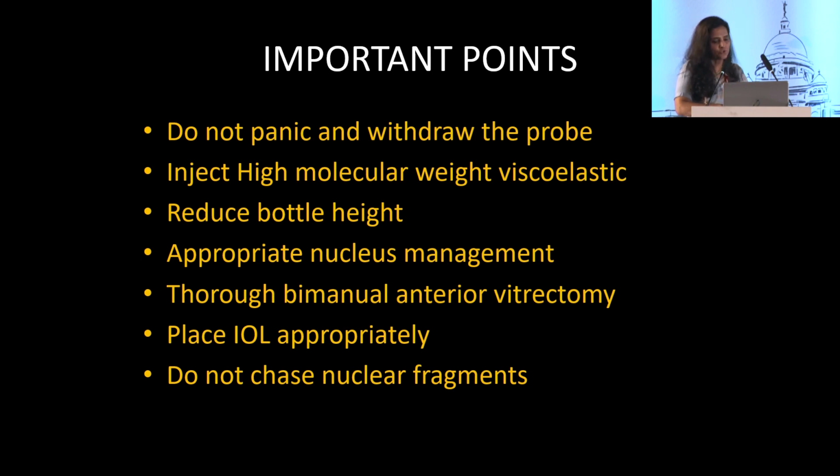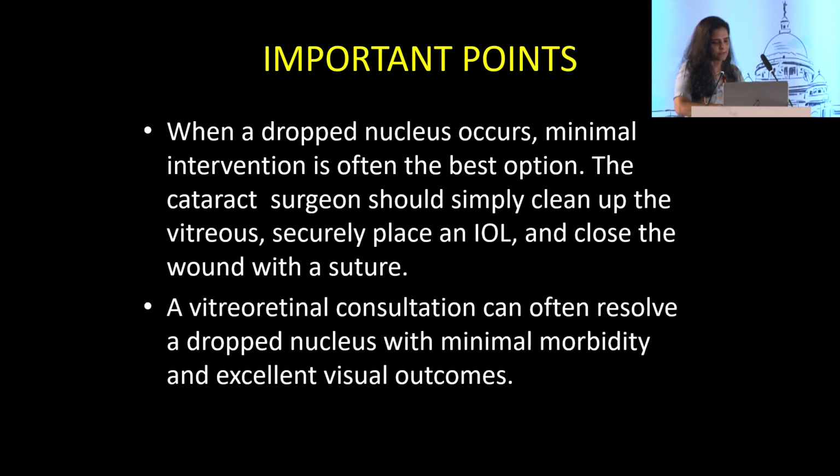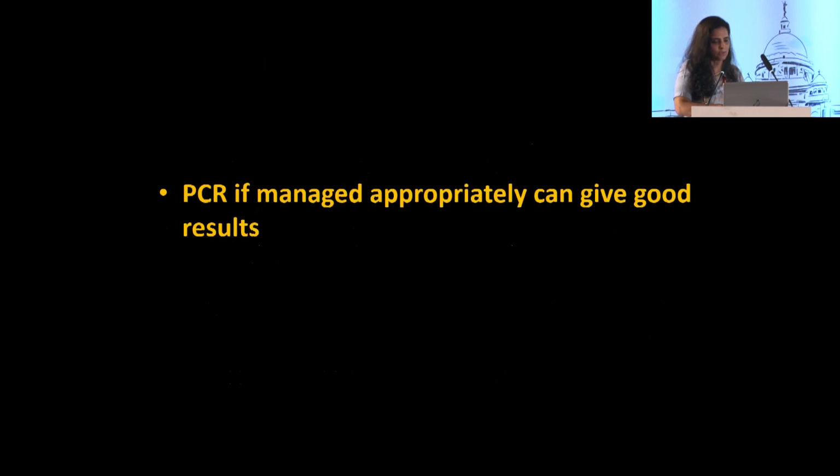So to conclude, do not panic and withdraw the probe when you have a PCR. Inject high molecular weight viscoelastic, reduce the bottle height, manage the nucleus appropriately, do a thorough bimanual anterior vitrectomy, place the IOL and do not chase the nuclear fragments. Minimum intervention is the best option when you have a dropped nucleus, and a vitreoretinal consultation can often resolve a dropped nucleus with minimum morbidity and excellent visual outcomes. So PCR, if managed appropriately, can give very good results.